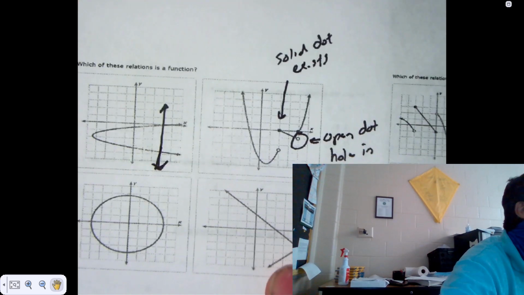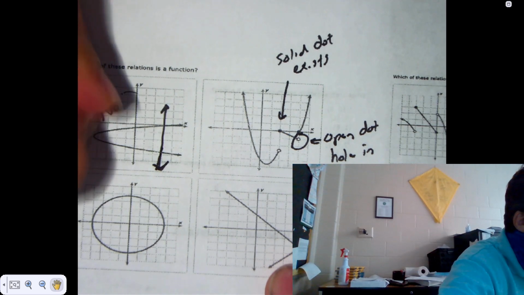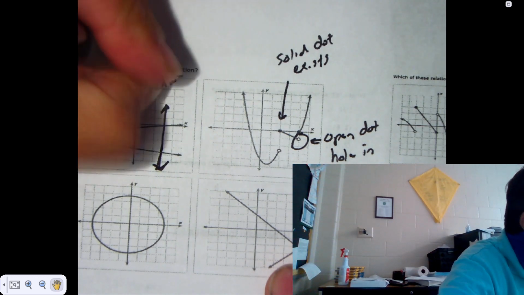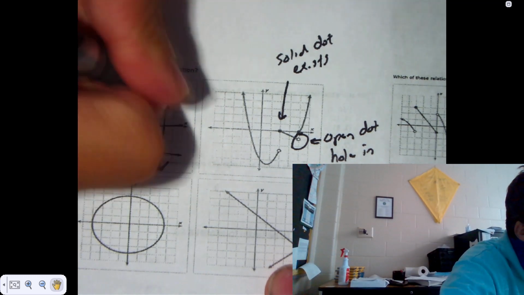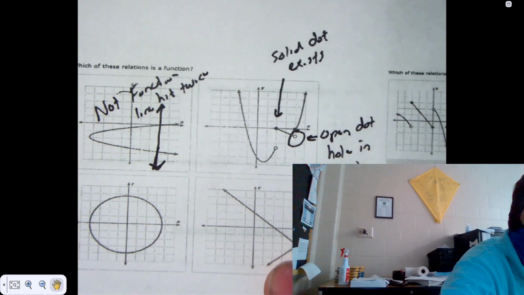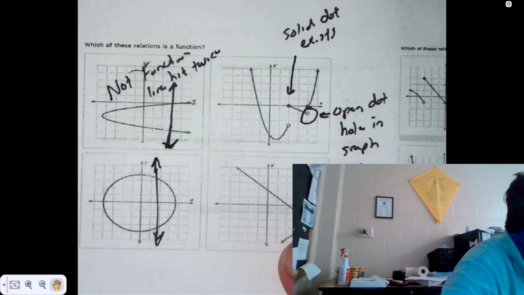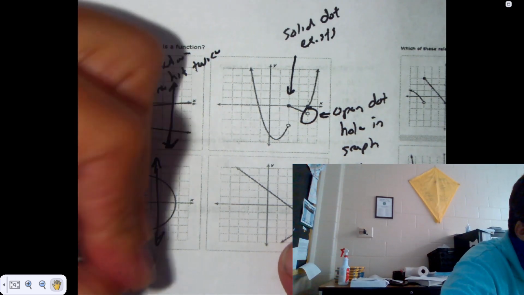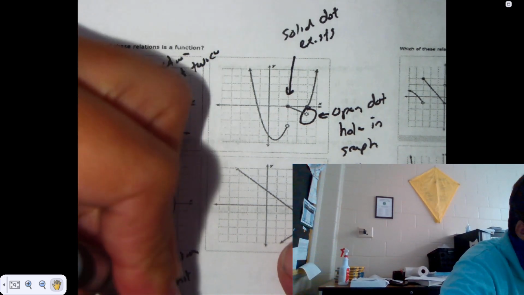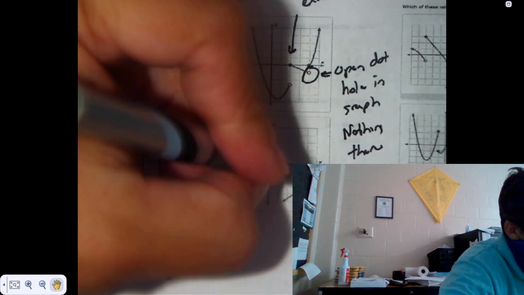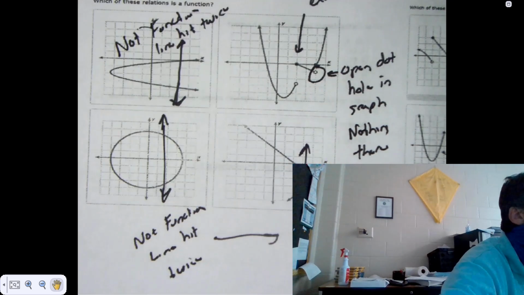Function or not? Not a function. Line hit twice. Function or not? No, not a function. Line hit twice. How many times is it supposed to hit? Once. How about that guy? Not a function. Same exact text goes right there.